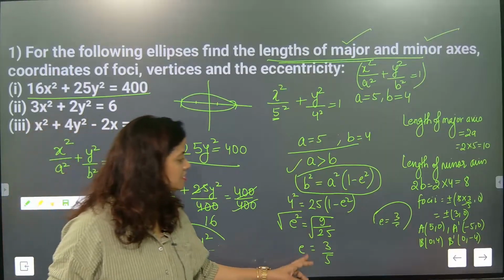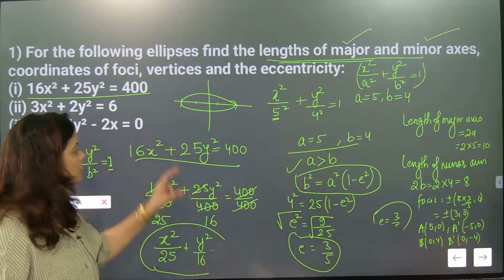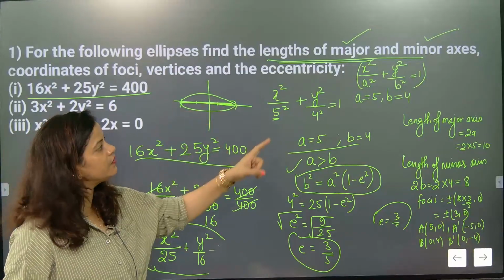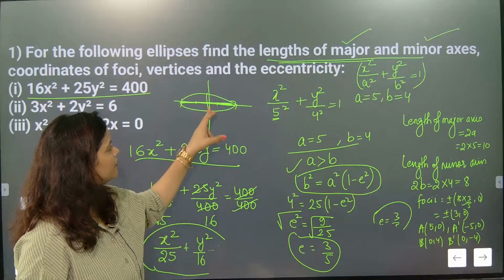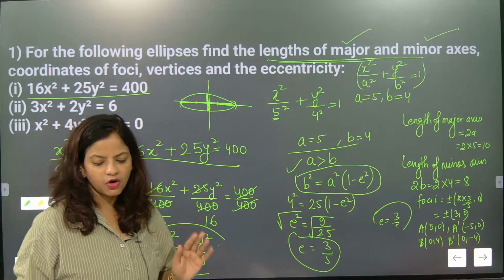So once the eccentricity is coming as 3 by 5, beta, this is exactly the major axis, because the major part of the ellipse is resting on the x-axis, so it will become 2a, and this part will become 2b, and then you will be able to find the axes, coordinates, everything.